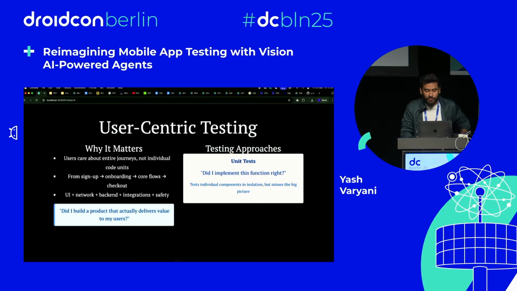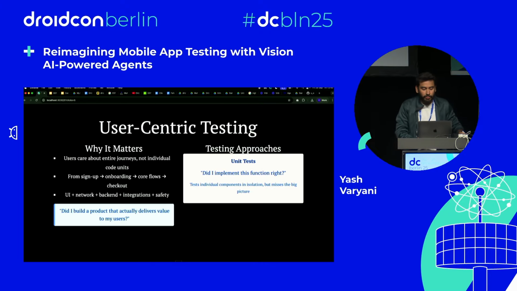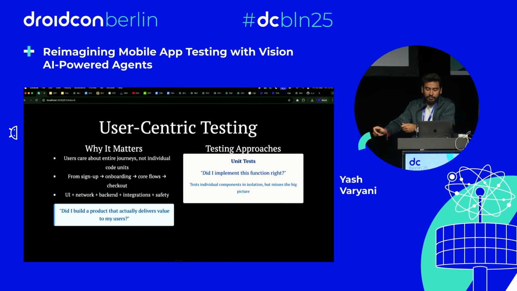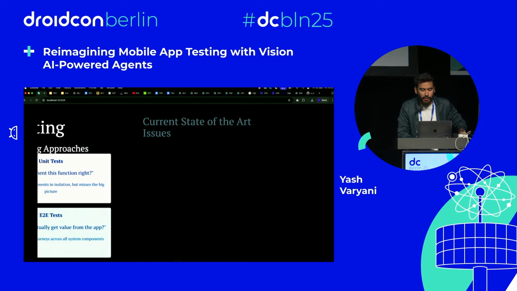Why does it matter? User-centric testing comes first because our hypothesis is that what matters to businesses is the experience of their users. It's not about testing network separately, UI separately, unit tests separately, and bridging it all up. The important question all of us ask ourselves is: did I build a product that actually delivers value to my users? Unit tests basically ask whether I implemented a specific function right, which is very much needed, but it misses the bigger picture. So here we are solving end-to-end tests first.